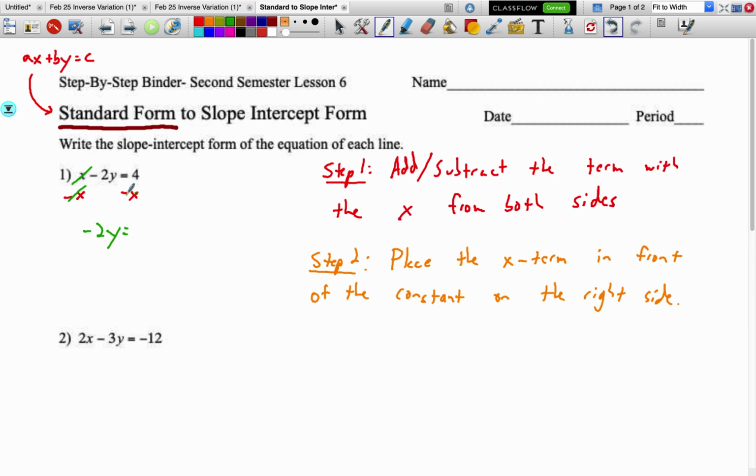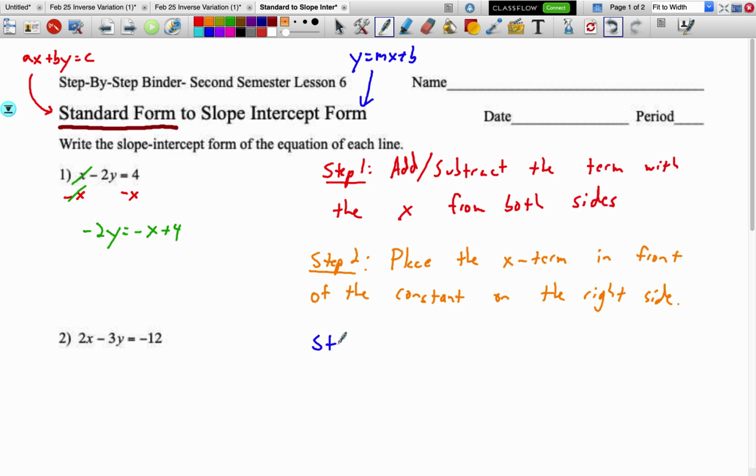But over here, I've got this negative x. I can put it either in front or behind the 4. I'm going to put it in front of the 4 like this, negative x plus 4. That way, this side is already starting to look more like slope-intercept form. Let's remind ourselves what that is. That's y equals mx plus b. This looks more like mx plus b instead of b plus mx.